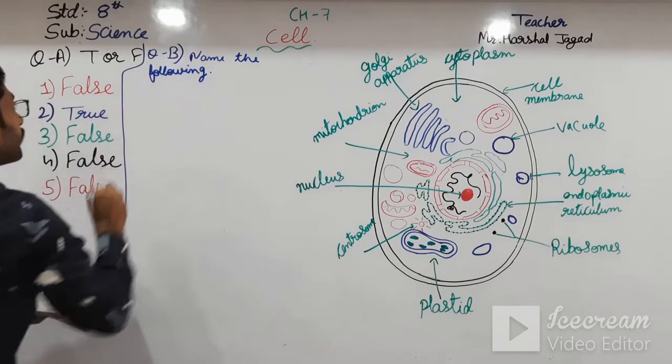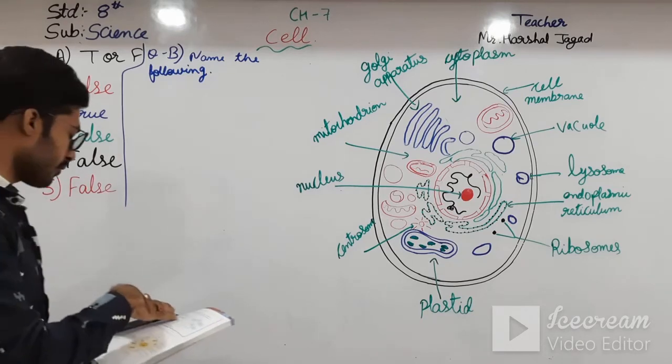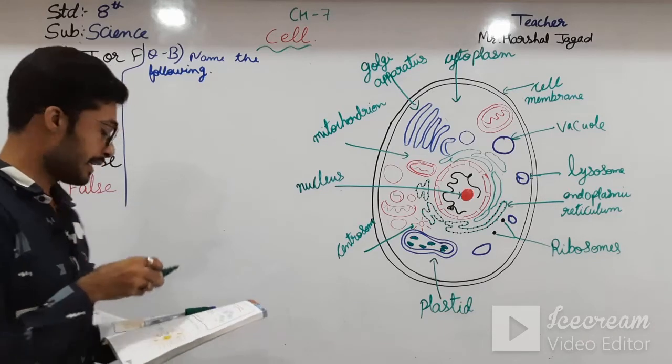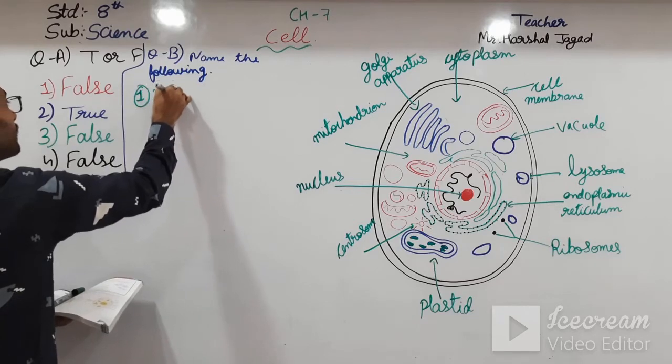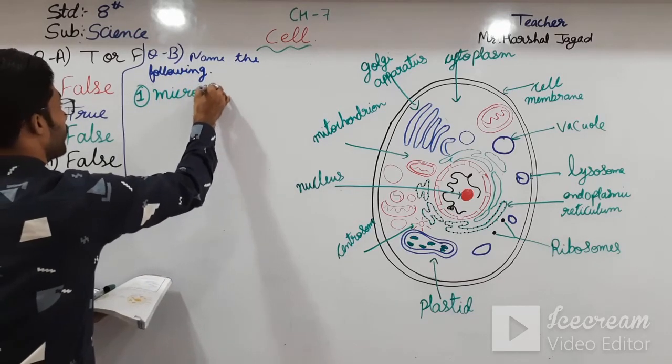Name the following. Okay, students. The first one is an instrument used to view cells. So, what is used? That is the microscope. First one, microscope.